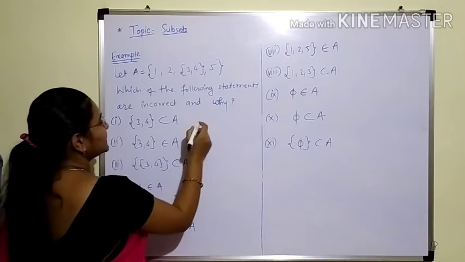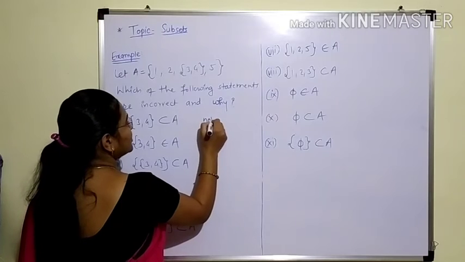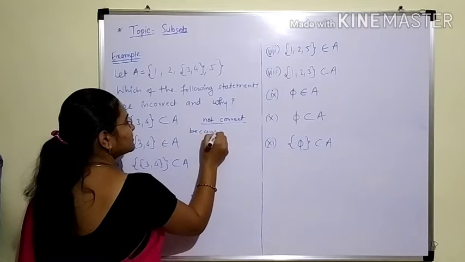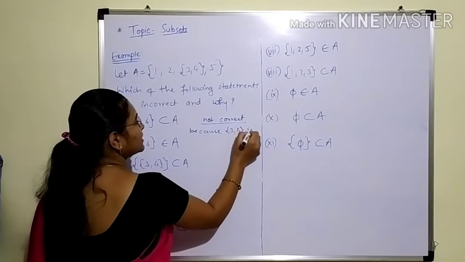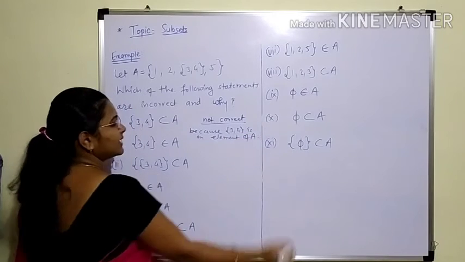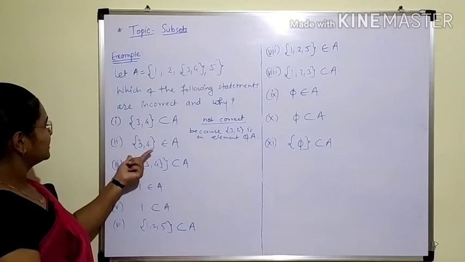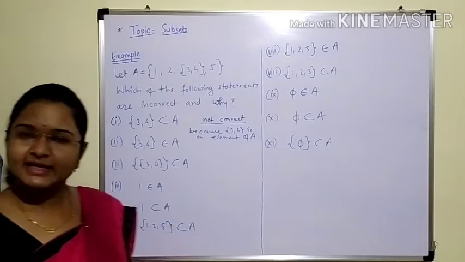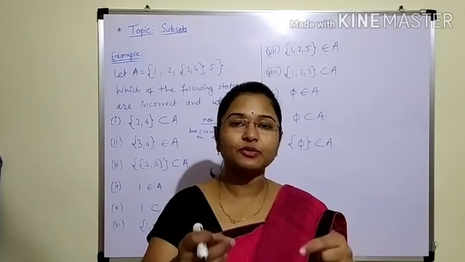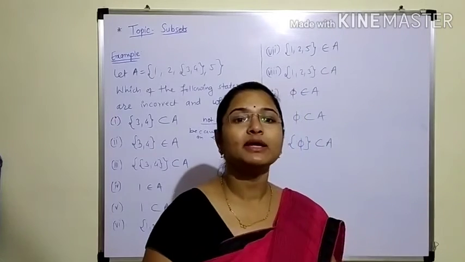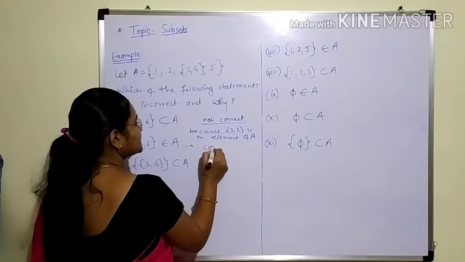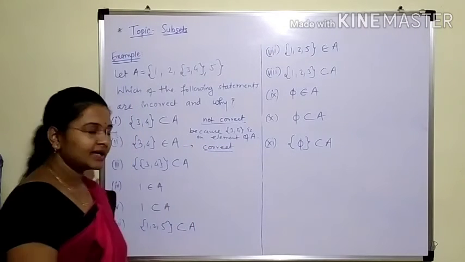So this statement is not correct, because {3, 4} is an element of A. Getting? Next, {3, 4} belongs to A. Yes, it is correct, because I have only told that the set {3, 4} is there in the set. So it will be an element of A. Okay, so this statement is correct. Getting?